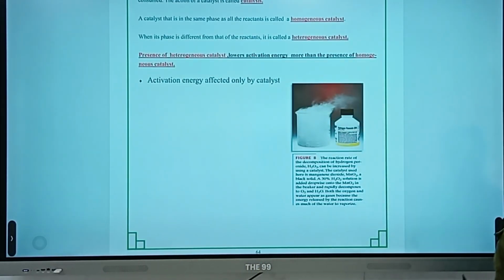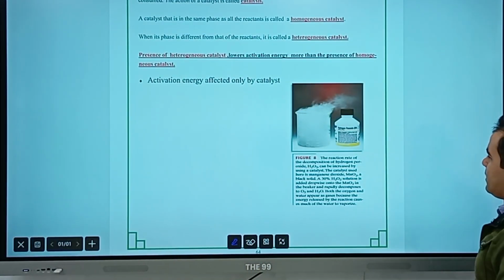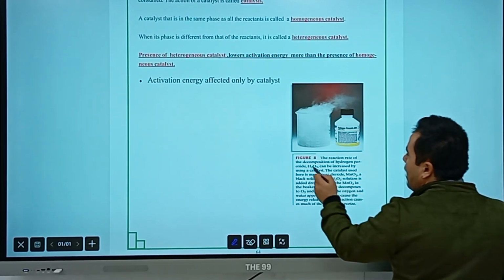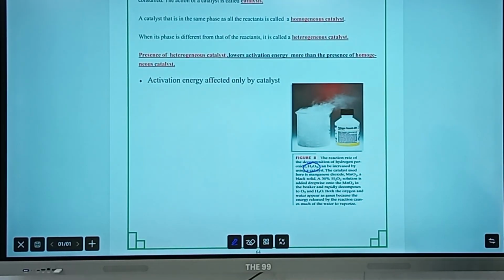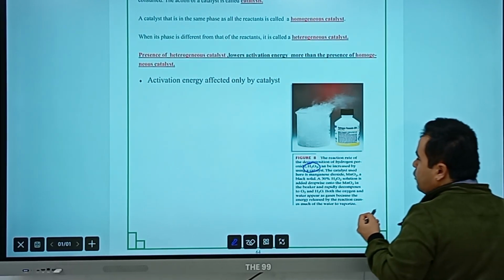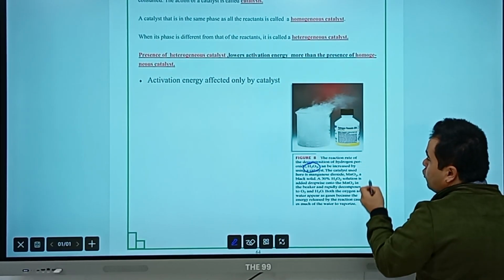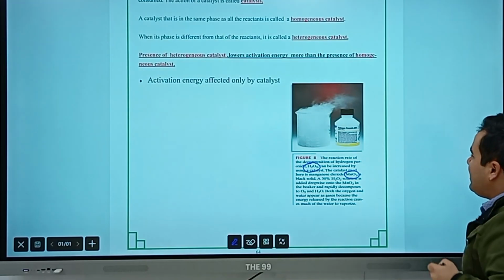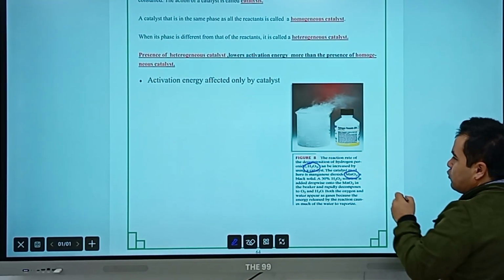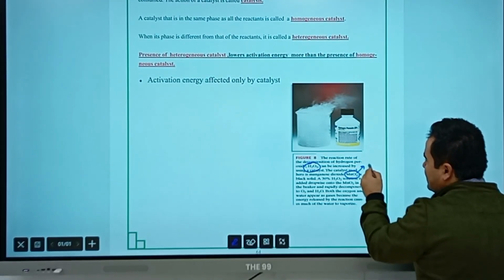Guys, here we have an example, a figure which represents the catalyst. When we have a decomposition of H2O2, which is hydrogen peroxide, for the decomposition of H2O2, we added MnO2, which is manganese dioxide. It works as a catalyst.